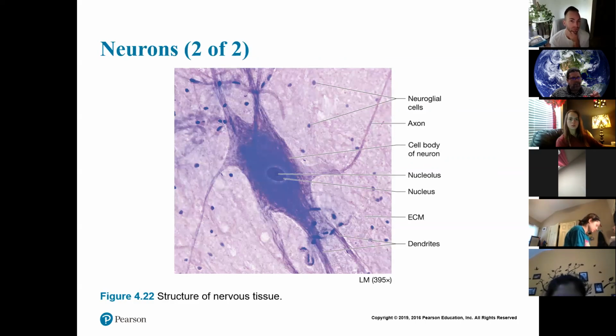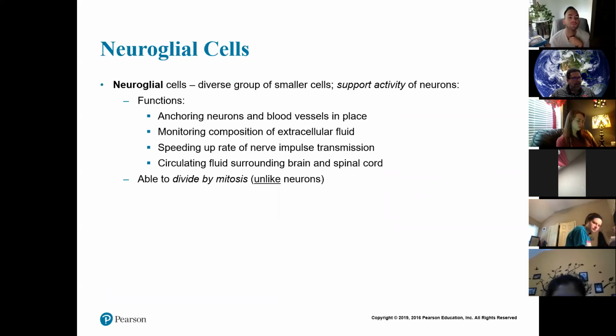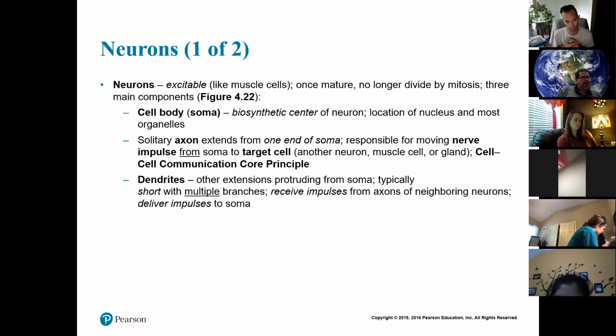So neuroglial cells are support cells of the nervous system. Look at some of the things they do. They anchor the neuron, supply blood to them. A lot of times blood vessels don't go to the brain. They go to these support cells and then they give them their nutrients. They monitor extracellular fluids, speed up nerve impulse transmission, and circulate the fluid surrounding the brain and spinal cord that nurtures and feeds the brain and spinal cord, and may even play a role in helping neurons divide. Or they divide by mitosis because neurons don't divide, excuse me. So anyway, neuroglial cells are still a little bit of mystery left in the brain.